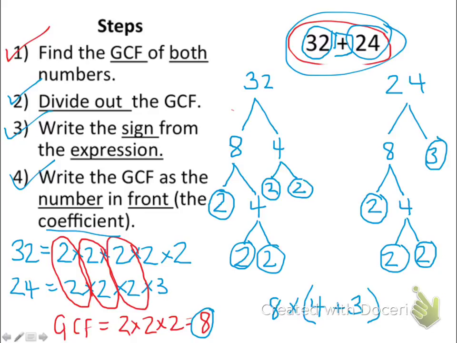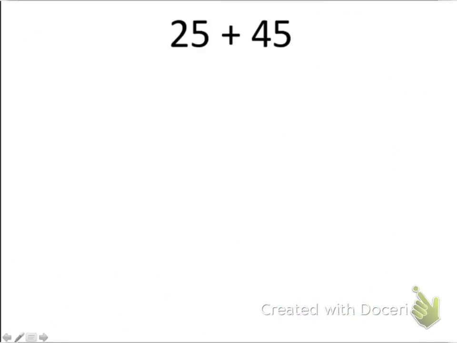I'm going to do another example though. Let's do it with 25 and 45. Our first step is to find the GCF of both numbers. So let's do that now. This time I'm going to do it by listing the factors. So the factors of 25. I have 1. It's not divisible by 2. It's not divisible by 3. Not divisible by 4. But it is divisible by 5. And it's 5 times 5. And 25. And that's it for our factors of 25.